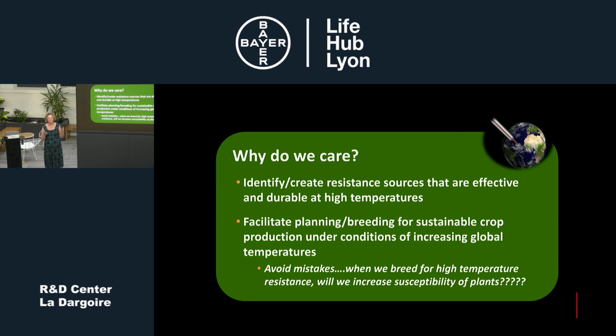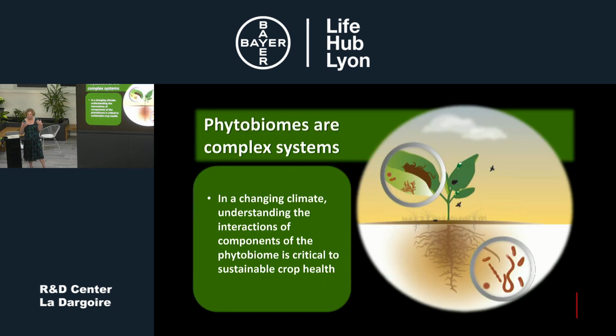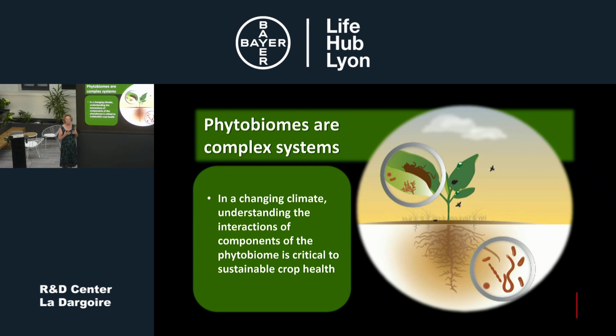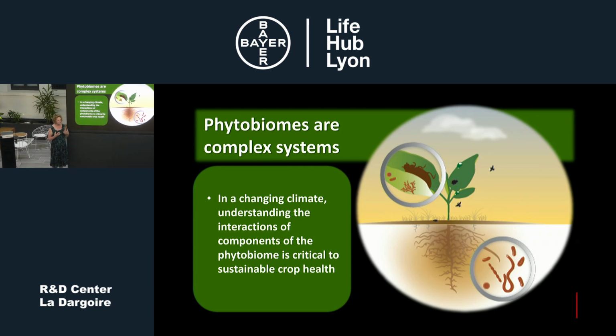So we need to think about how we breed for multiple stresses, because plants don't stand out in a field and they're not affected by only one stress. And that brings me to, this system is complex. The phytobiome is complex. In the changing climate, we not only need to think about the plant-pathogen interactions, which we have done for years, but we need to think about them in the context of the environment in which the plant is hosted and the other stresses that plant is under out in that field.